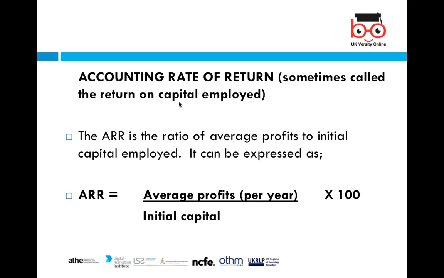So if an investor or an external person wants to see the return on capital employed, that's the initial capital invested, and we divide the average profit, that's the operating profit or the net profit per year, by the initial capital invested. That accounting rate of return is a ratio of average gross profit, net profits or operating profits to initial capital employed. That can be calculated either way, and it should be expressed as a percentage.